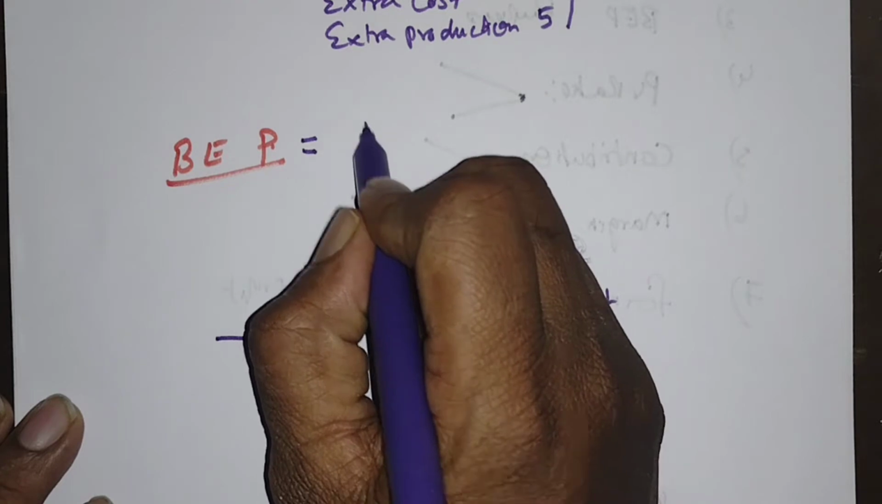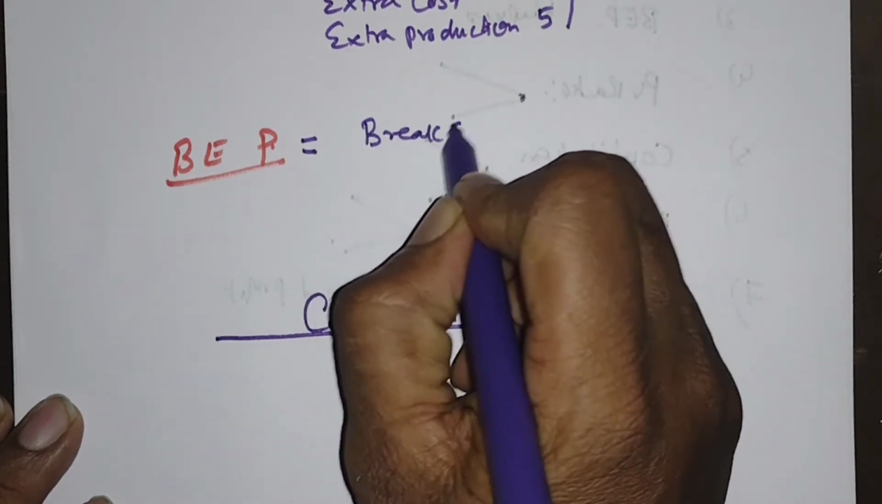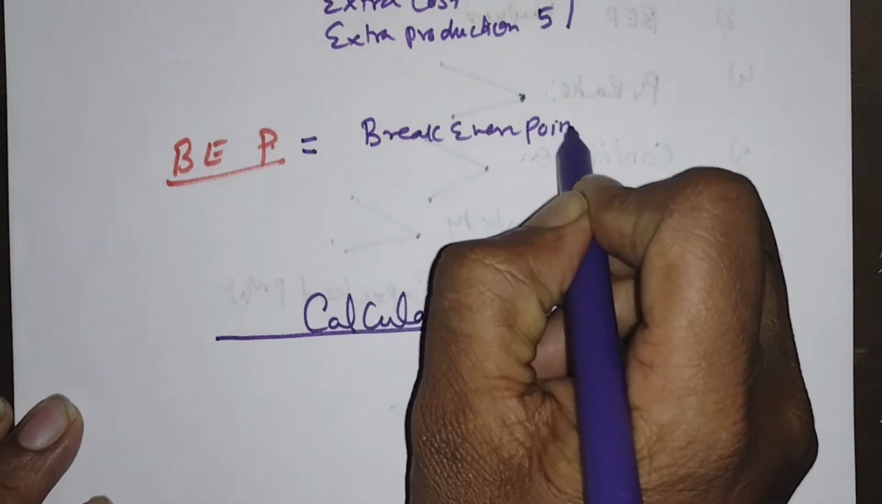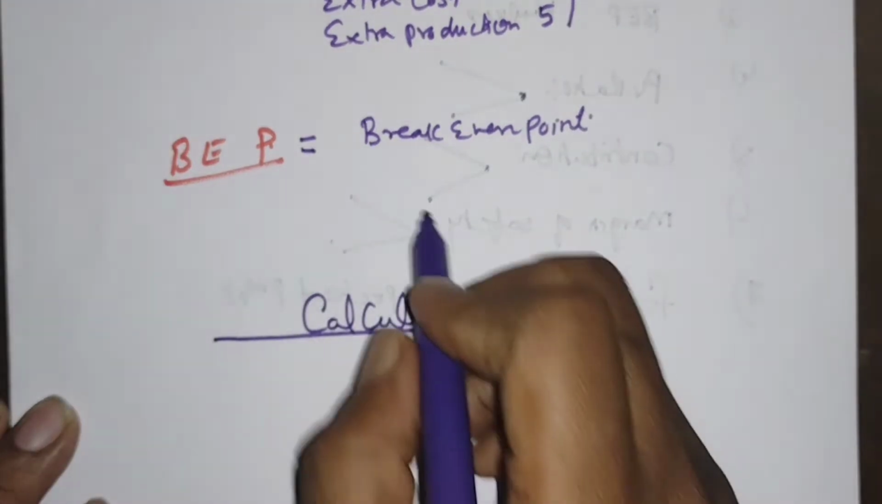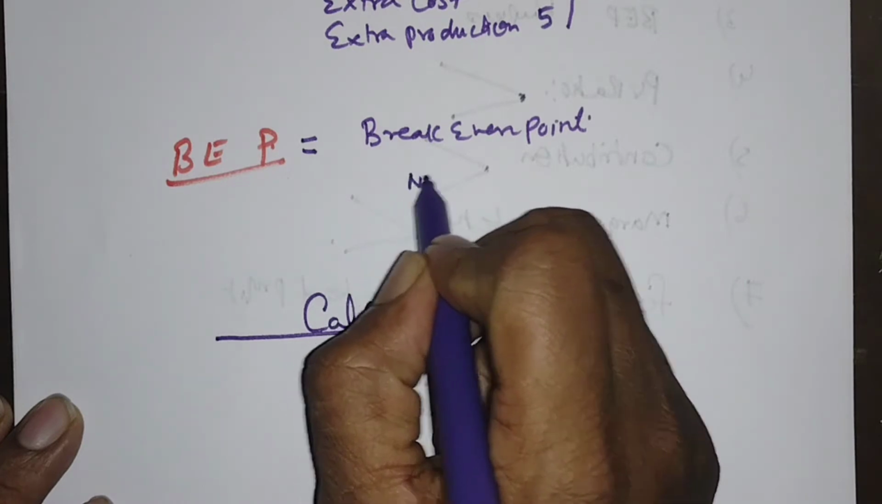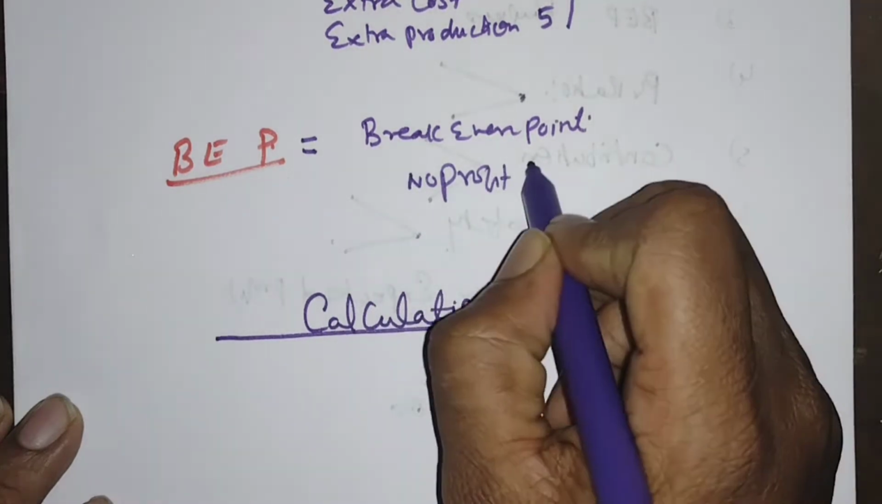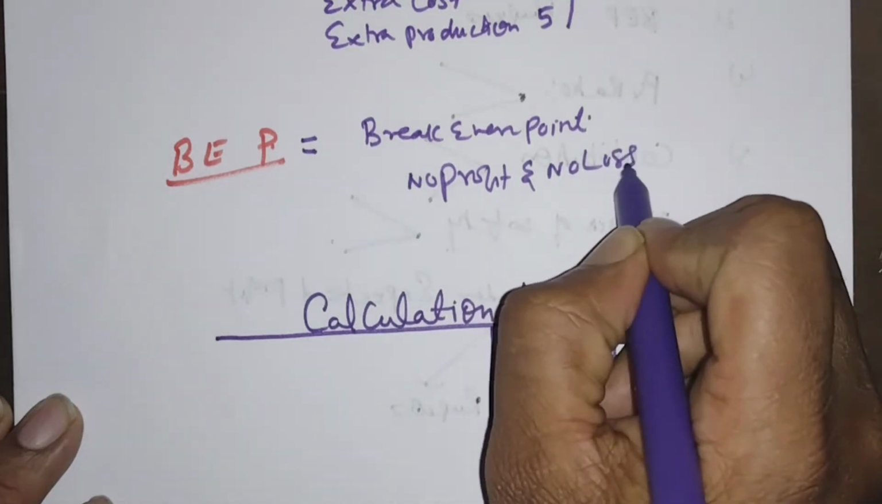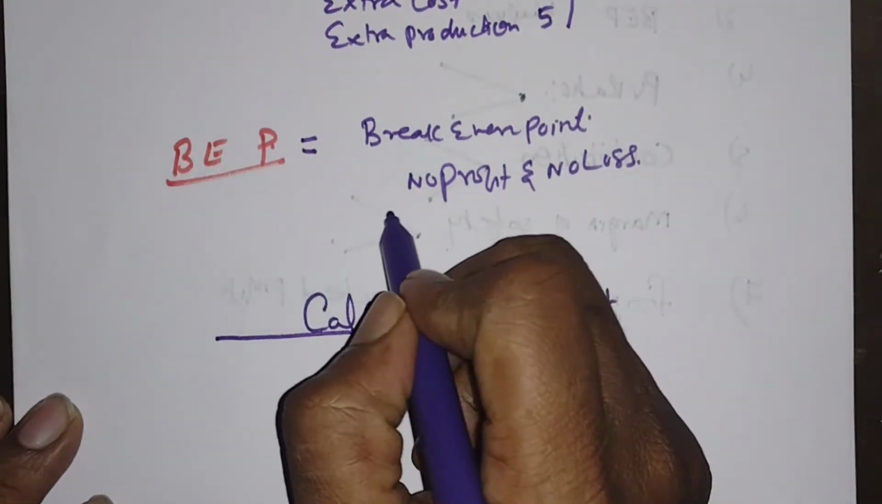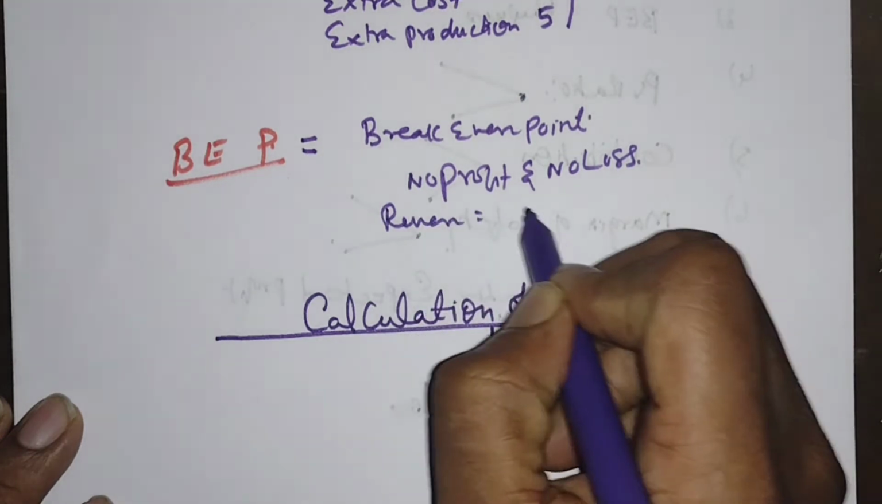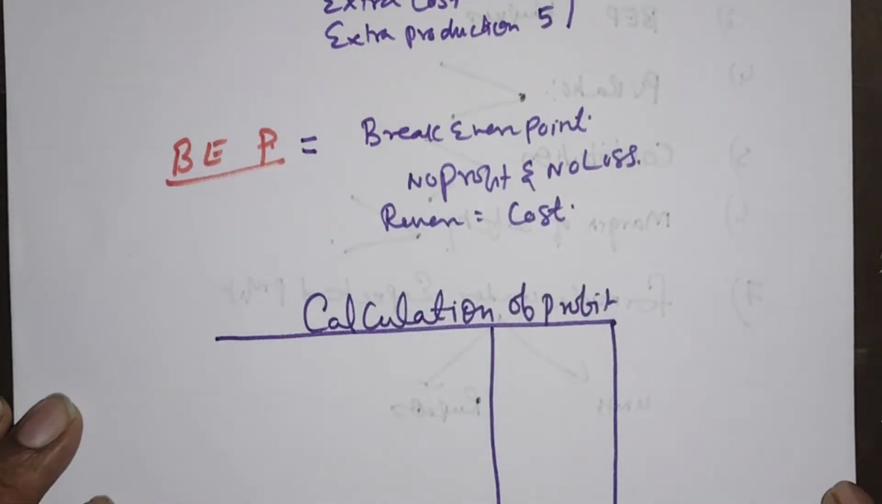Next we are going to discuss the most important topic relating to this chapter, the break-even point. What is the break-even point? Break-even point means no profit and no loss, or revenue equals cost. In a manufacturing unit, the cost of manufacturing and the cost of sales are equal, so that it does not incur any loss and there is no profit.